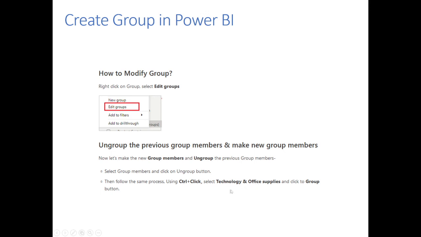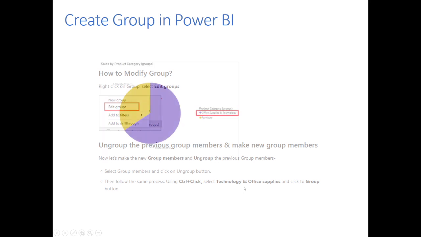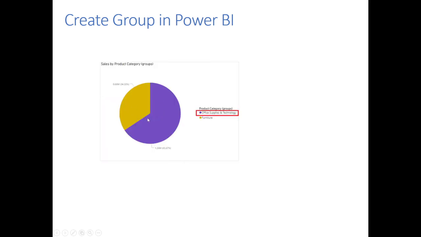So we'll be grouping technology and office now, and then click the group button, just like what we did in the previous example. This time the group will be office supplies and technology, and this one is for furniture.